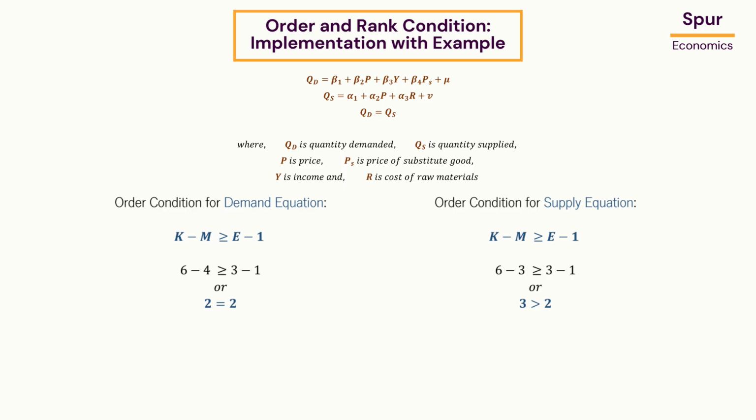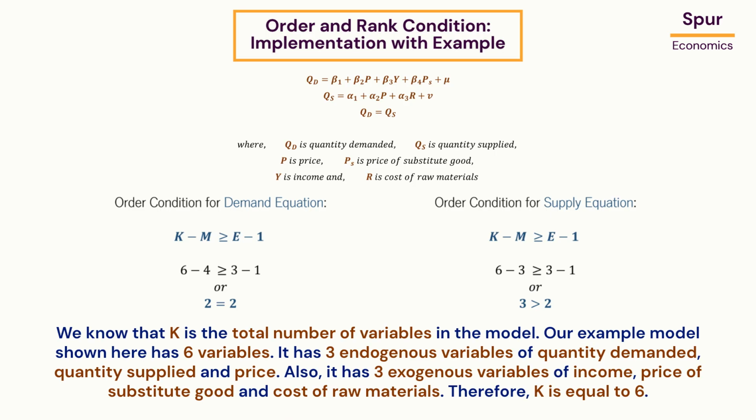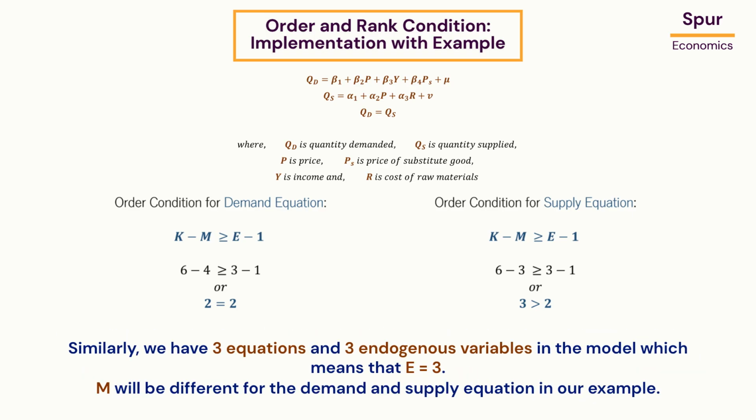First, let us check the order condition for both demand and supply equations. We know that K is the total number of variables in the model. Our example model shown here has 6 variables. It has 3 endogenous variables of quantity demanded, quantity supplied, and price. Also, it has 3 exogenous variables of income, price of substitute good, and cost of raw materials. Therefore, K is equal to 6. Similarly, we have 3 equations and 3 endogenous variables in the model, which means that E is equal to 3.